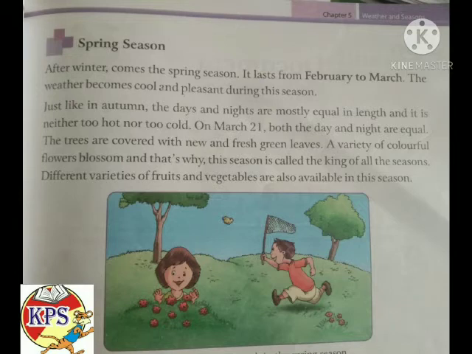As you know, there are six seasons in a year. Spring season is one of them. After winter comes the spring season. It lasts from February to March. Spring is called the king of all the seasons.